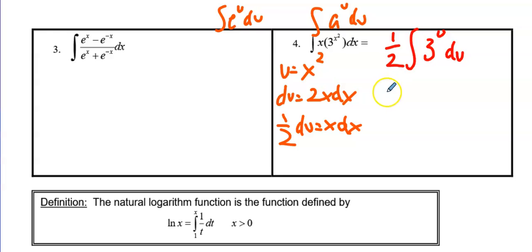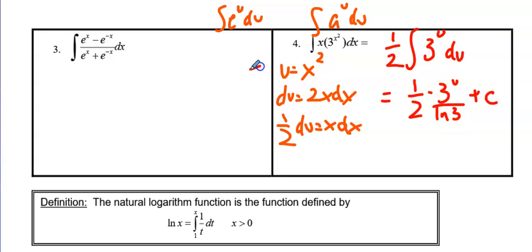Now, I'm just going to tell you guys that the derivative of 3 to the u is 3 to the u times the natural log of 3, right? Because that's the pattern I showed you guys on the first page. So when you're integrating this, you're still going to have 3 to the u, but you're going to divide by the natural log of 3. You're going to divide by that value.